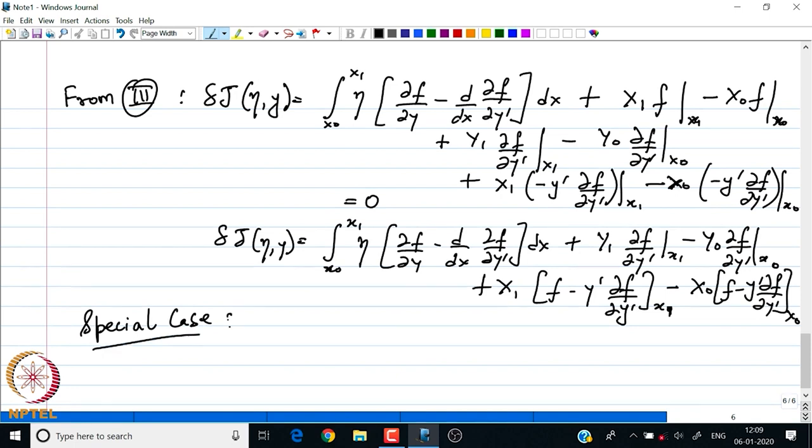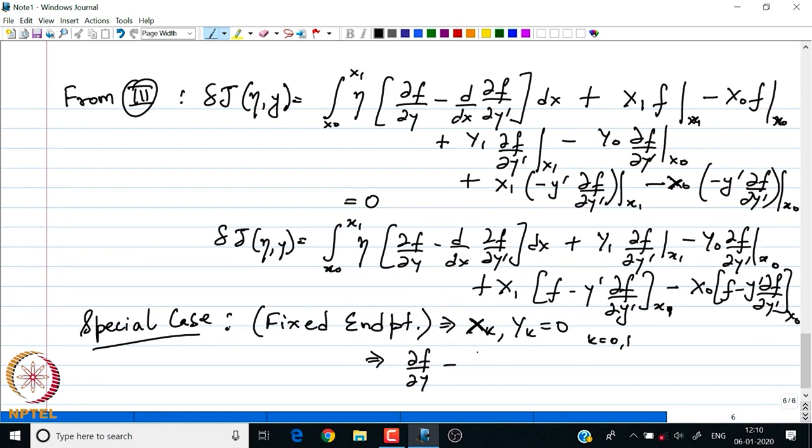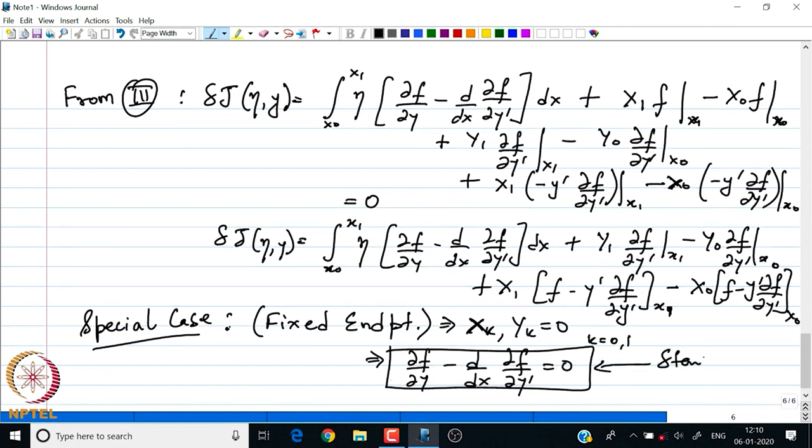Okay. Then let us look at the special case, because I need to conclude something more. In the special case, if we go back to our fixed endpoint criteria, that is my endpoints are fixed, this means that capital X k and capital Y k are all 0, there is no variation, k is 0 and 1. So, all these extra 4 terms vanish and then my variation reduces to this integral constraint, and from there I get from lemma 2, lecture 2 that my Euler Lagrange equation is recovered. So, in the special case scenario, this must hold. This is my standard Euler Lagrange condition, right.